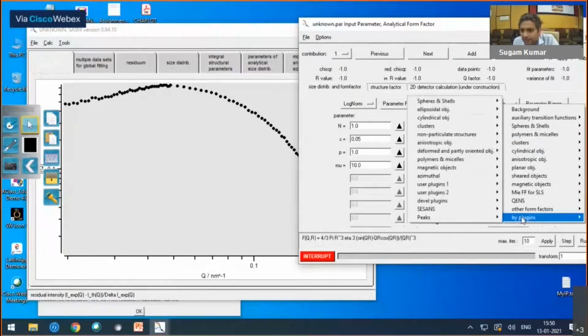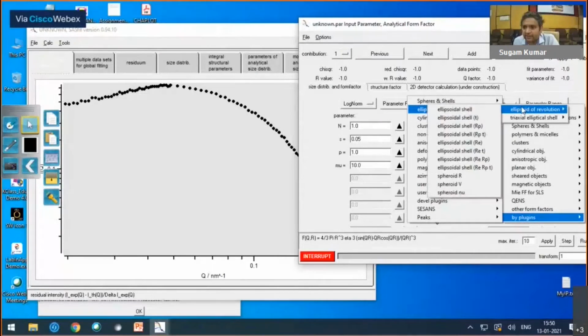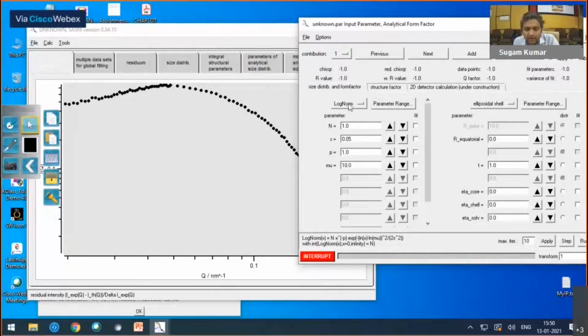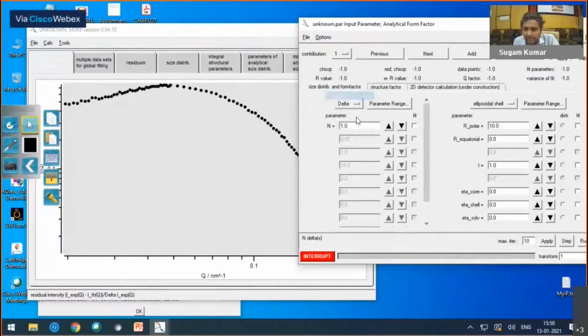So ellipsoidal shape, it is in plugins, ellipsoidal object, and I will choose ellipsoidal shell. To start with, I will not choose any. So polar axis, roughly let's say 15, equatorial axis, roughly say 22. Shell thickness is 0, only core and shell and solvent.